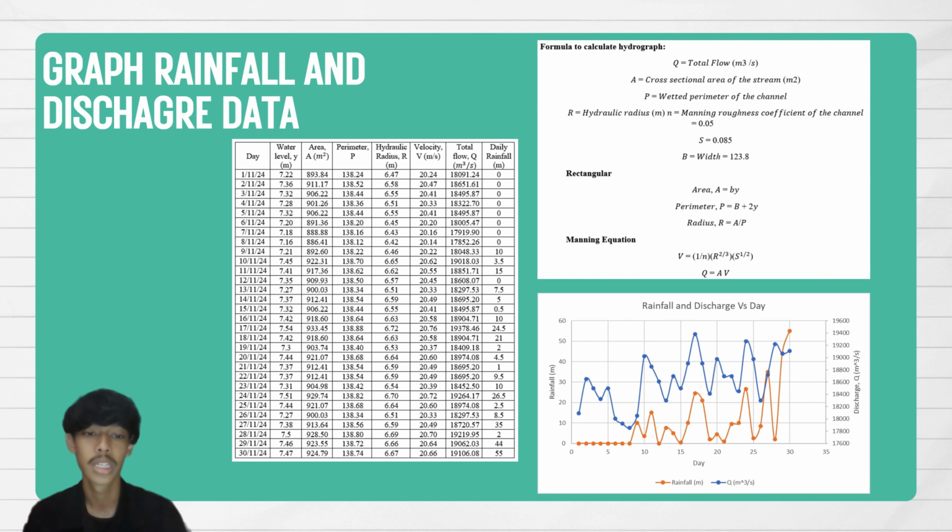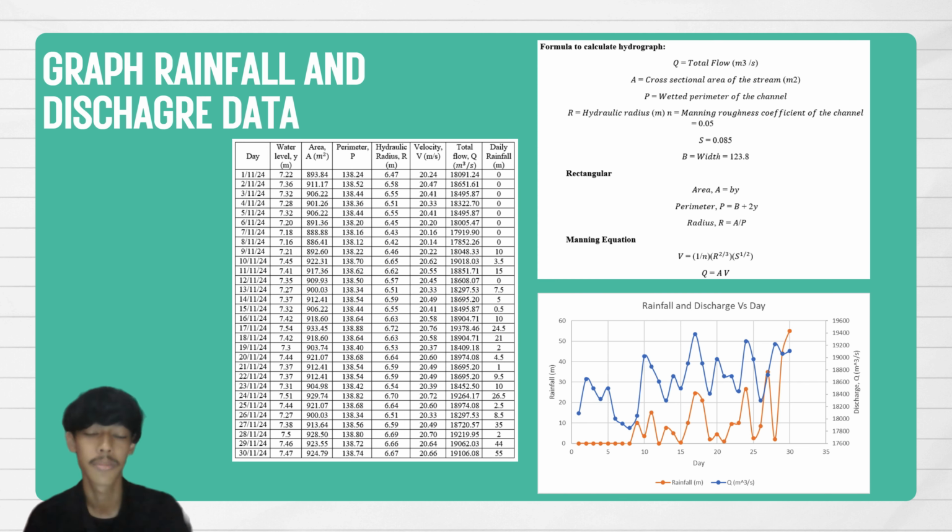For this calculation, I'm just using a simple calculation, and the formula is Q, A, P, R, S, and V. Q is total flow, A is area, P is wetted perimeter, R is hydraulic radius, S is given 0.085, B is width, and velocity is V. The first calculation is area. For area I'm just using width multiplied by water level.